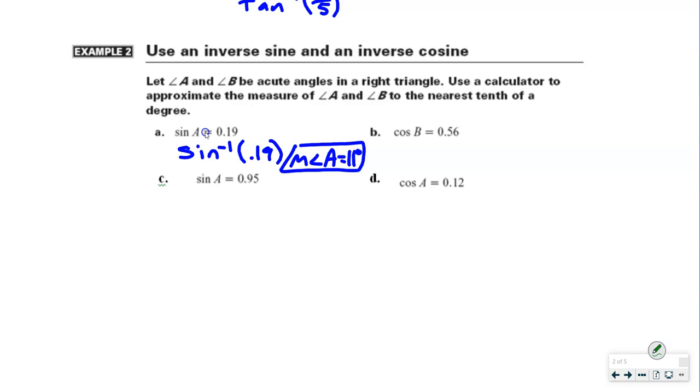Then cosine of B is 0.56. So inverse cosine 0.56 will give us 55.9. Rounded to 55.9. So measure of angle B, 55.9.